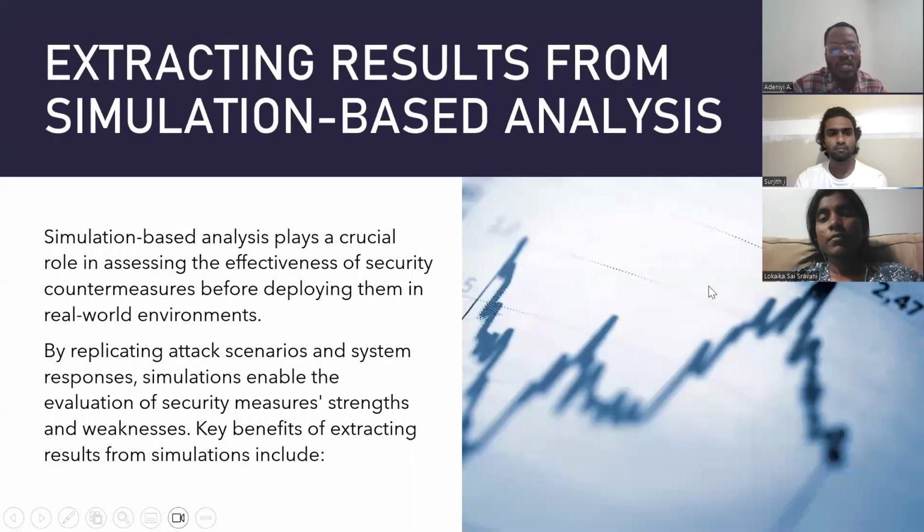Then we'll look at the last module, which is extracting results from simulation-based analysis. Simulation-based analysis plays a crucial role in assessing the effectiveness of security countermeasures before deploying them into real-world environments. By replicating attack scenarios and system responses, simulations enable the evaluation of security measures' strengths and weaknesses.